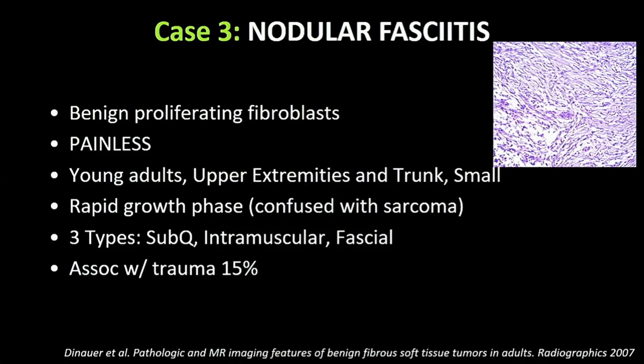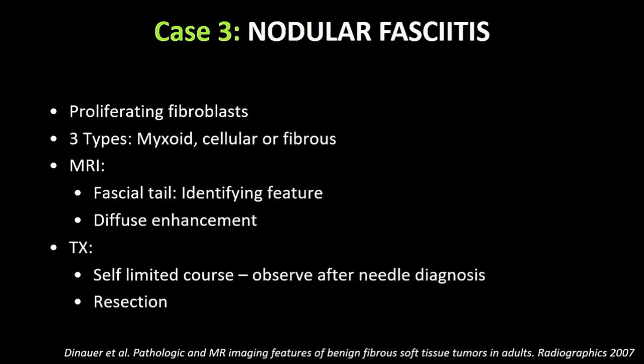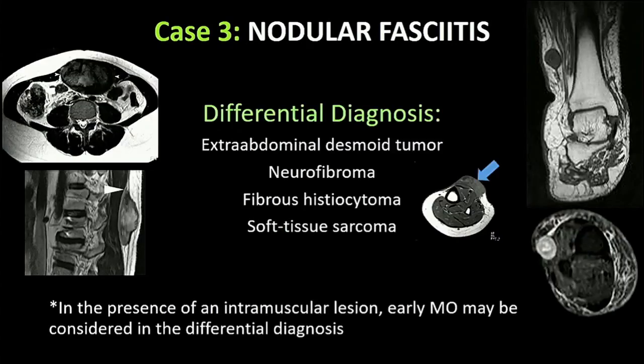And in about 15%, you can see these associated with trauma. There's three types: the myxoid, cellular, or fibrous. We look for the fibrous tail, or the fascial tail, as an identifying feature, and diffuse enhancement, as we saw on our patient. It's usually a self-limited course, and you just observe it after needle diagnosis. And if it is causing discomfort, then you can resect.